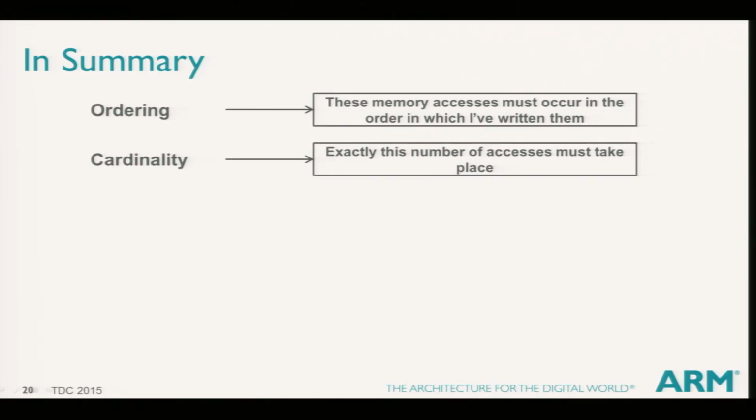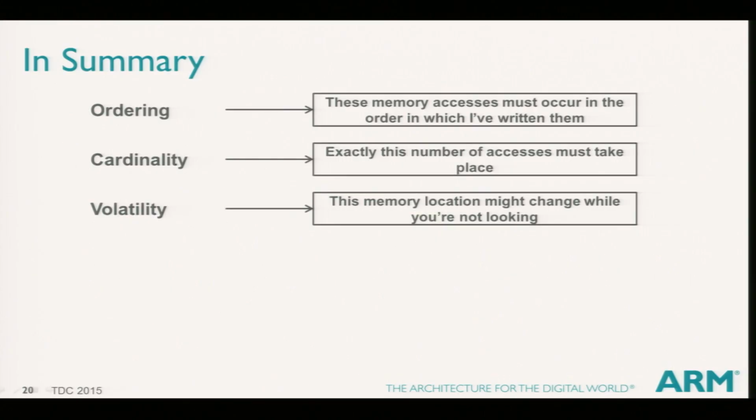Then you need cardinality. This says when I've written 3 memory accesses and I want exactly 3, I don't want the compiler or the memory system to go merging these or resizing them or doing anything. I don't want that, so I want 3 accesses.